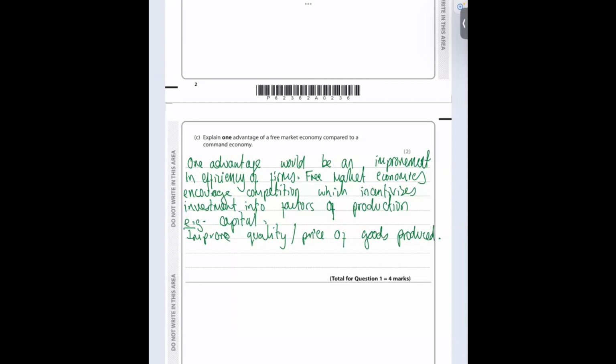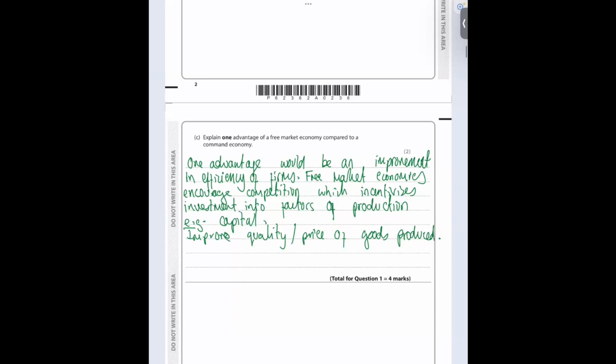If we take a command economy where there is no competition because everything is state run, then there's no incentive for those firms to be as efficient as possible because they know that regardless, the employees are going to be paid by the government.